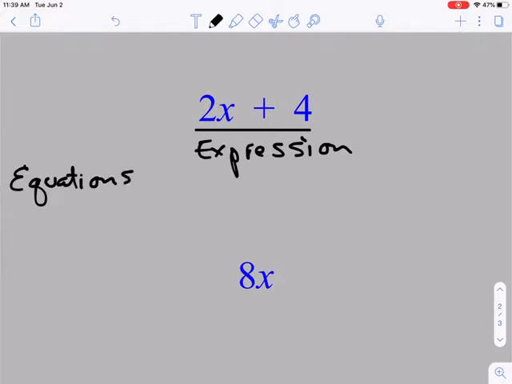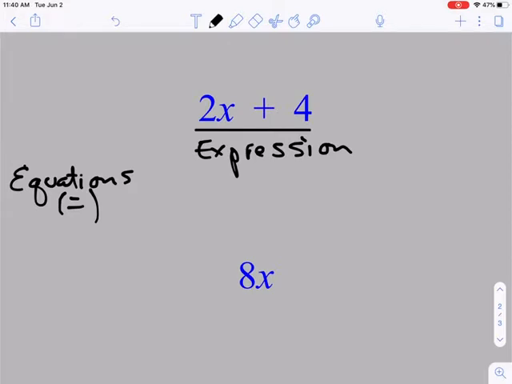Now, the way you can tell an expression apart from an equation is an equation will always have an equal sign in it. That's why it's called an equation. It's got that equa, that equal in it. An expression is never necessarily equal to something. An expression is something that you would simplify, and that's the most you can do with it, whereas an equation is something that you solve.